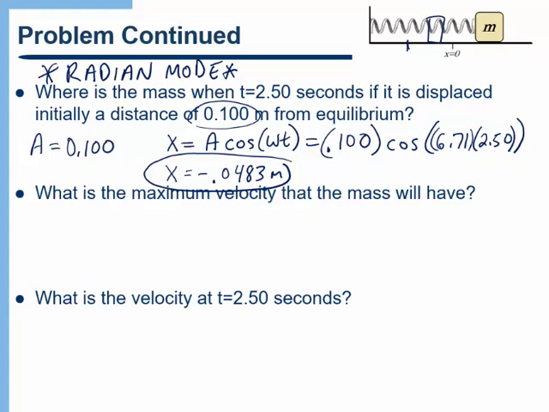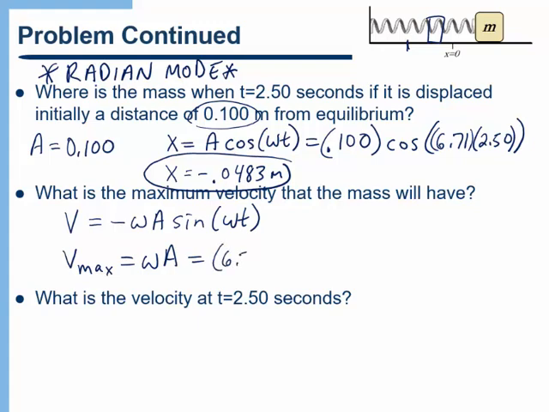The next question is, what is the maximum velocity the mass will have? So not at a particular time, but at any time. What's the fastest the object ever goes? Again, our formula for velocity is negative omega a sine omega t. And as we just discussed, that means the biggest that v can ever be, v max, is just omega a. So I can go ahead and plug in my values, 6.71 times 0.100, and I get 0.671 meters per second.